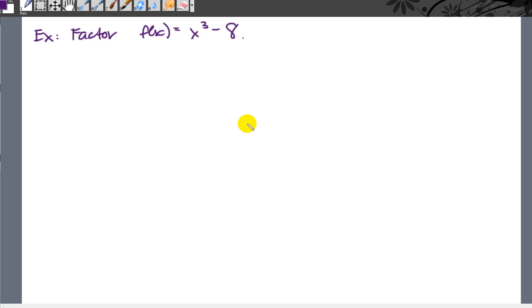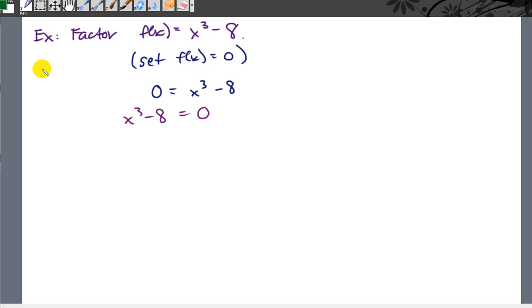All right, now let's jump into this example. Let's say we want to factor this particular expression. Let me help you out with a little bit of reasoning. If we want to factor this, let's say we set f of x equal to 0. If we set f of x equals 0, we get 0 equals x cubed minus 8. In other words, if we flip around the equation, we have x cubed minus 8 equals 0. If we add 8 to both sides, we get x cubed equals 8.